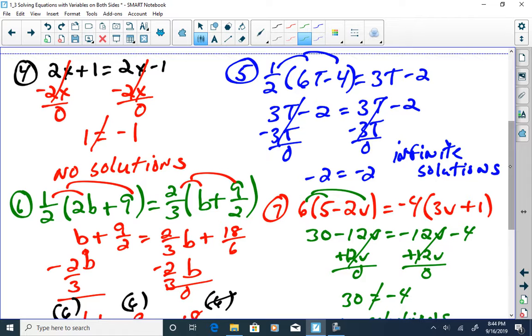Second thing to take away, when we have equations with variables on both sides, we want to start off by removing the variable with the smaller coefficient. We do that to make our calculations a bit easier. We're trying to put the variable term on one side of the equation, the constant on the other side of the equation.